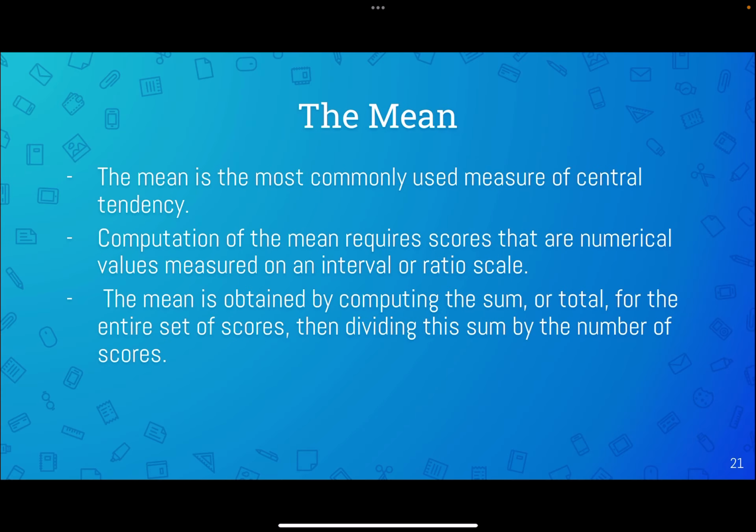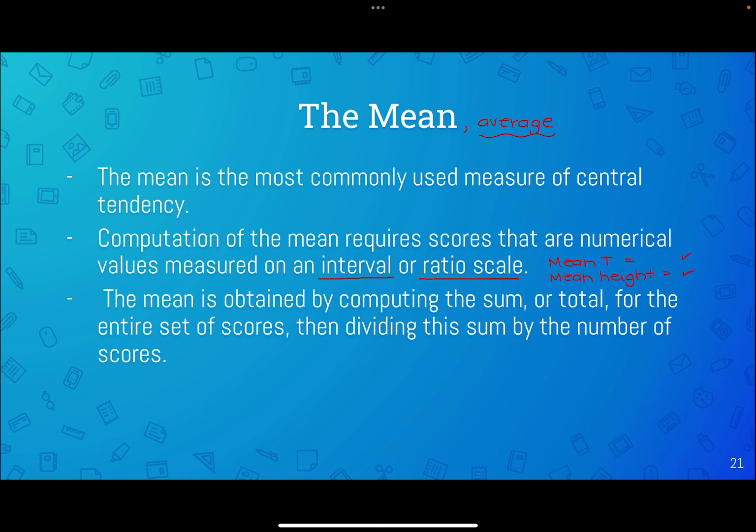The most common one is the mean. The mean is also called the average. And it is the most commonly used. When we calculate the mean, we need numerical values on an interval or on a ratio scale. So for example, what is the mean temperature in San Luis Potosí? We can do that. What is the mean height of students in a group? We can do that because we're talking about an interval or a ratio scale.